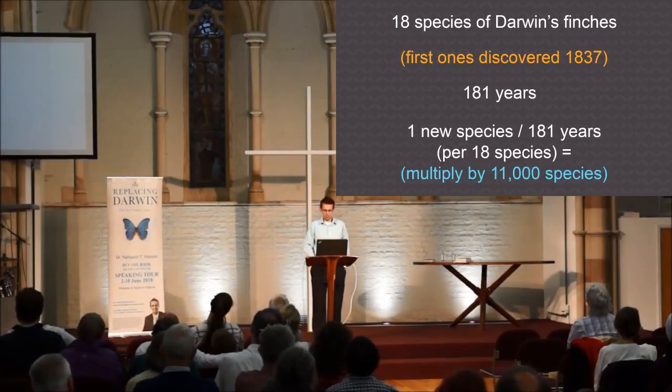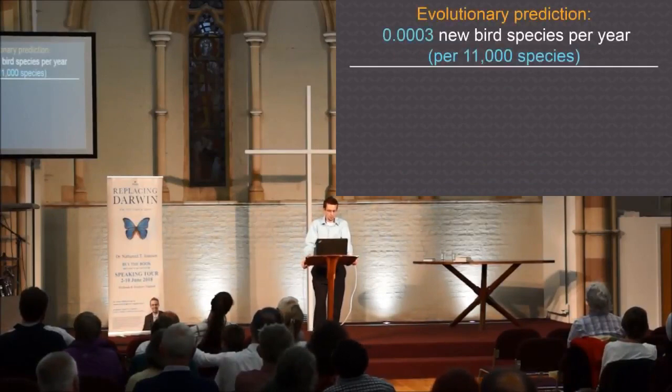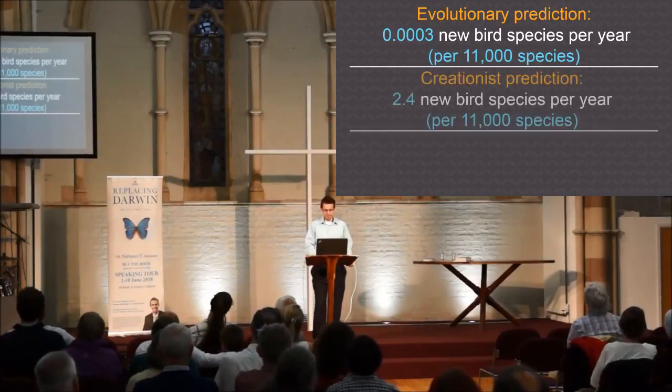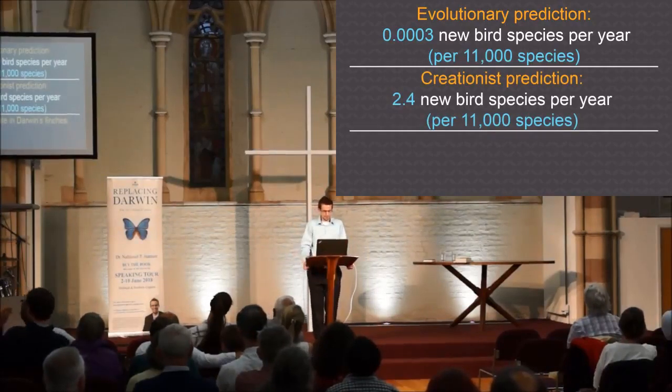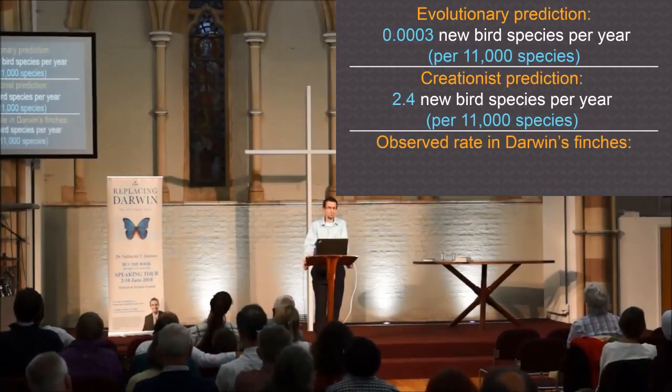The evolutionary prediction of 1 new species every 3,200 years is a rate of 0.0003 new bird species per year, globally, very slow. The creationist prediction is 2.4 new bird species per year. And if you do the math for Darwin's finches, extrapolated to a global rate, one new species divided by 181 years, divided by 18, times 11,000 gives you a result of 3.4 new bird species per year.